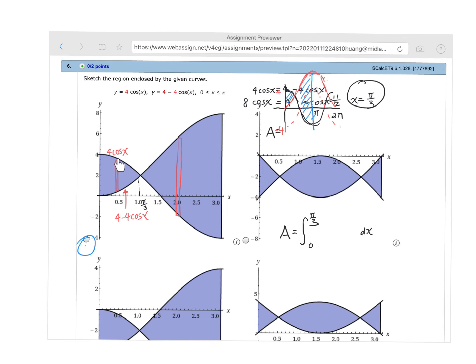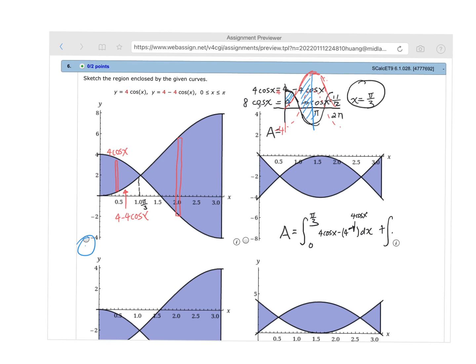rectangles, right? So that's my width, and I now need to figure out the length of this particular rectangle. So here will be 4 cosine x minus the bottom, the top minus the bottom. So 4 cosine x minus, here's 4 minus, and what's inside here? 4 cosine x, which is the bottom function. And this is for the region number 1.